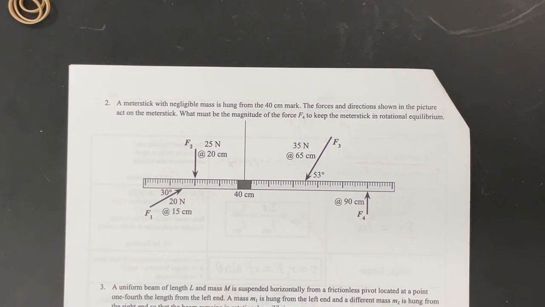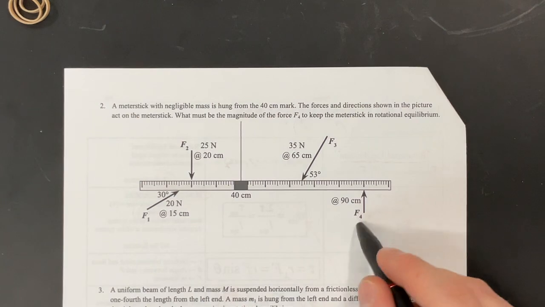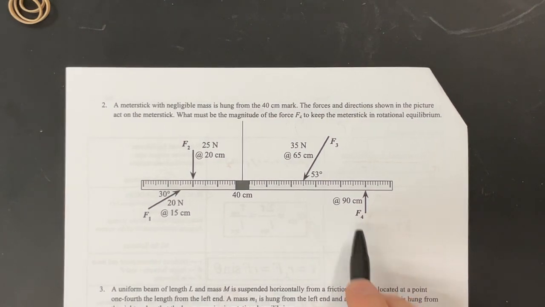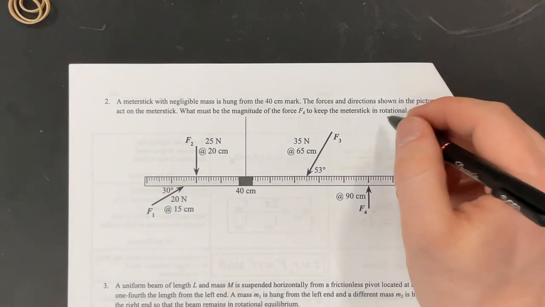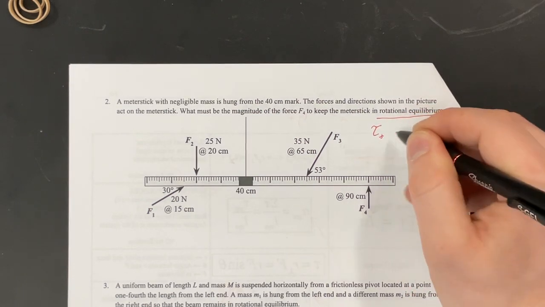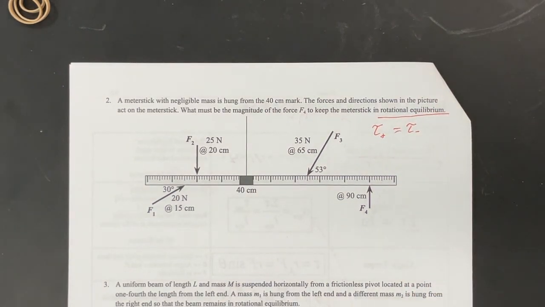Let's try Newton's first. A meter stick with negligible mass is hung from the 40 centimeter mark. The forces and directions shown in the picture act on the meter stick. What must the magnitude of the force F4 be to keep the meter stick in rotational equilibrium? A rotational equilibrium. That means positive torques equal negative torques. Just like Newton's first law with forces.